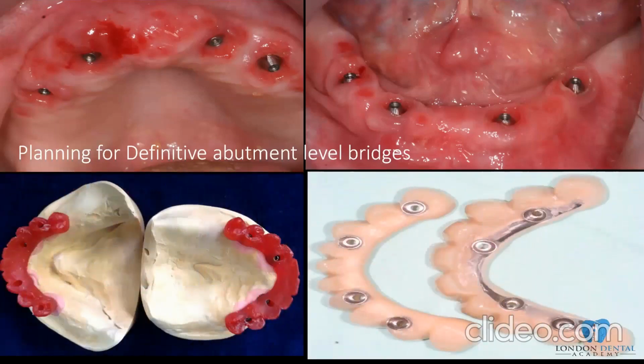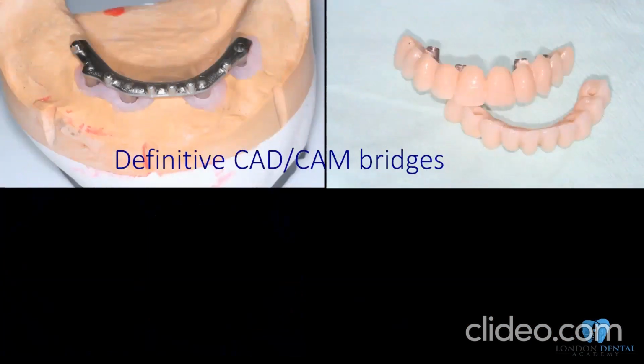And these are what we call the prototype for the definitive bridges. The prototype is quite important to do before doing CAD/CAM bridges. That will give you a blueprint, and you need to cut them back, and then you do your CAD/CAM frameworks or beams, and then you do the veneering layer on the top. Sometimes I do a provisional first.